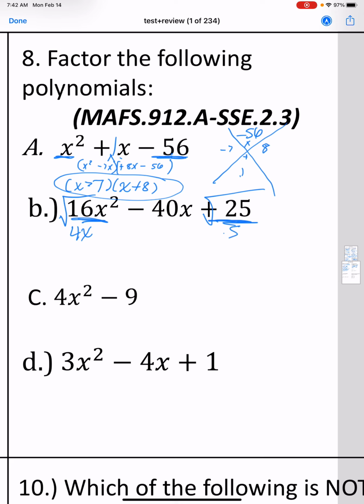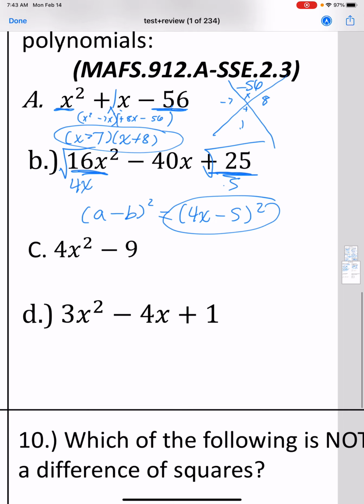And then my formula for a perfect square trinomial that has a minus sign in the middle is this. So my final answer would be (4x - 5) squared. You could do it the long way, but you are going to have to deal with really big factors.